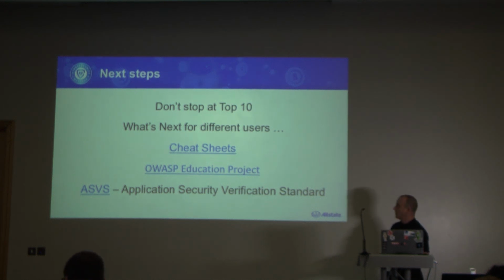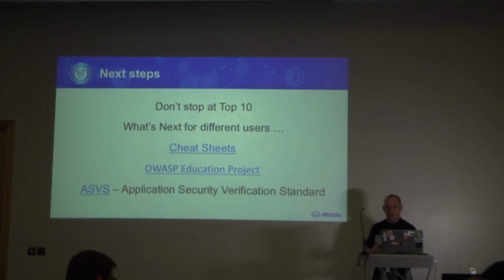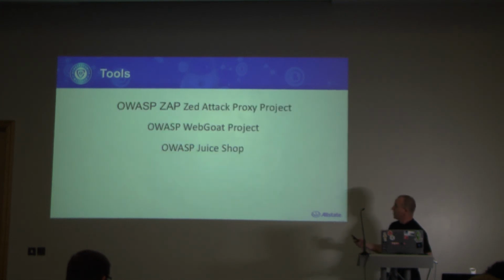OWASP have a huge amount of written up documents for next steps. They have ones for developers, one for security testers. They have one for what's next for organizations, which is for CIOs and CISOs. They have one for application managers, which is anybody that's responsible for owning an application. They have cheat sheets, which is 76 pages in total on the website. They have an ASVS, which is the Application Security Verification Standard. So if a company is looking for a standard, that's the one to have a look at, and you can customize and use it yourself.